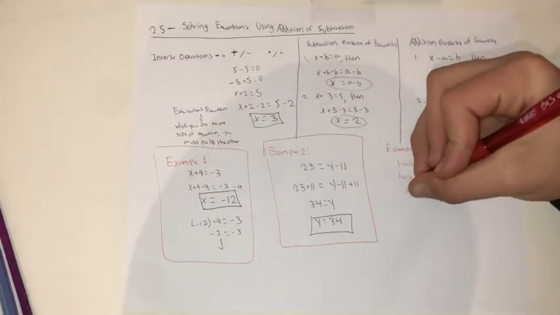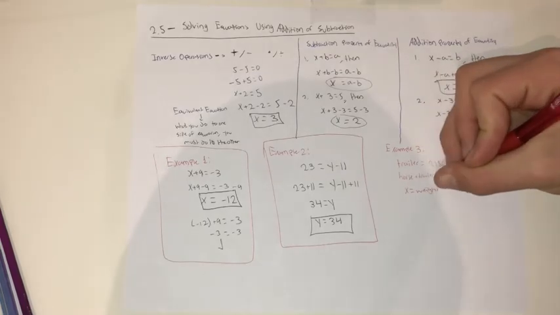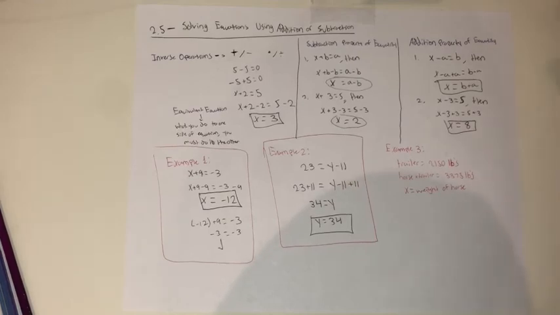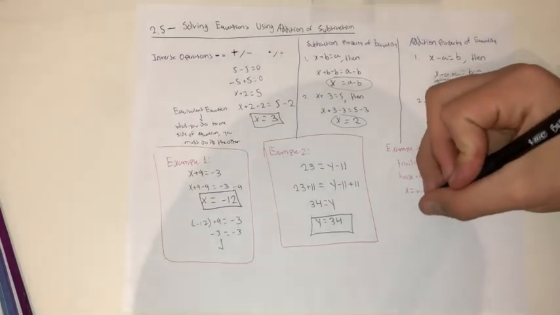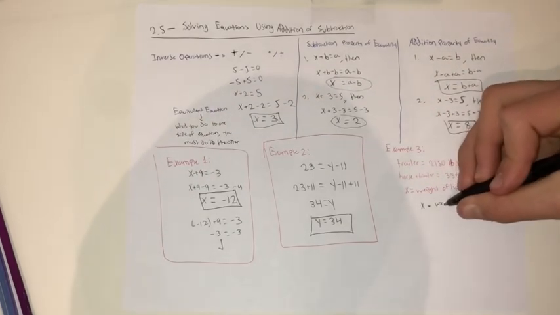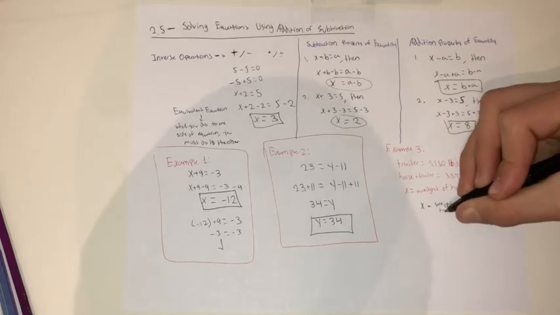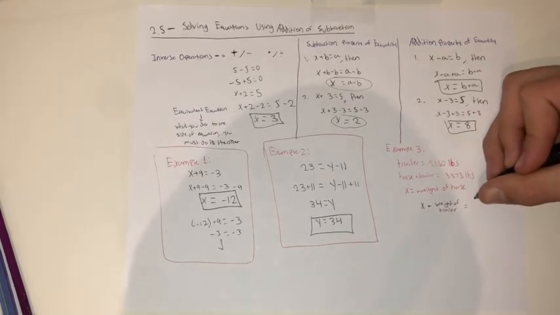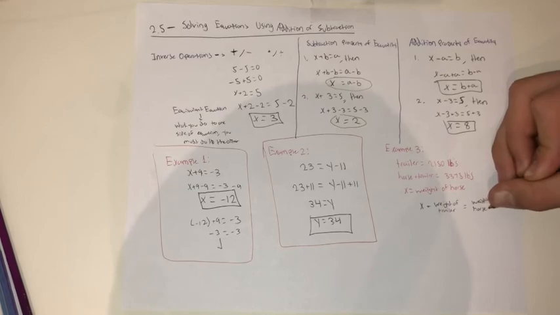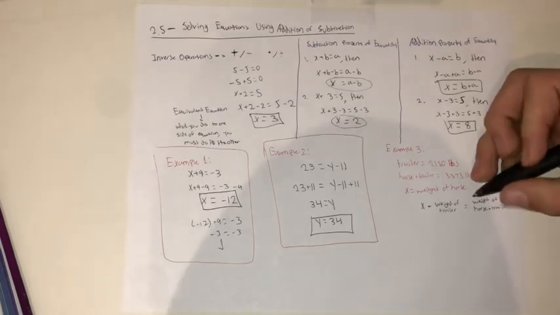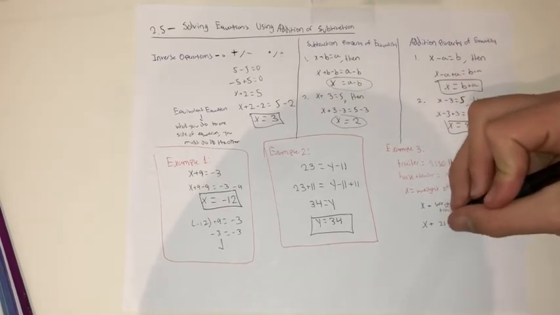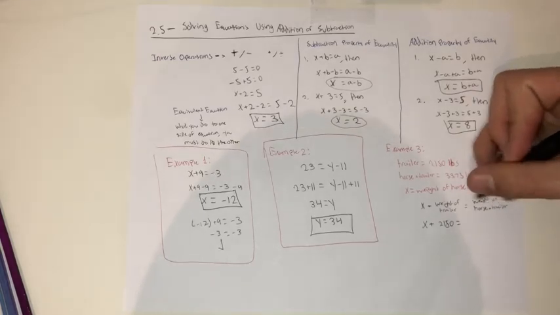So x equals weight of horse, because this is what they're asking us to find. We always have to assign a variable for the value that they're asking us to solve for. So the weight of the horse plus the weight of the trailer equals the weight of horse and trailer. So we know the weight of the trailer, so it's going to be x plus the weight of the trailer, which is 2,150, is equal to the weight of the horse and trailer, which is 3,375.